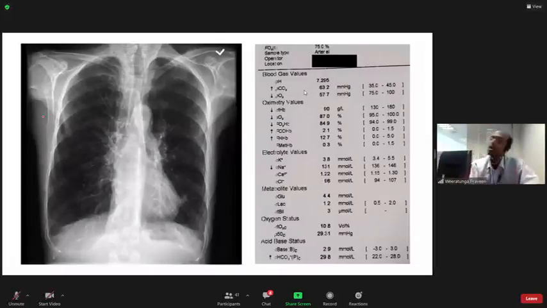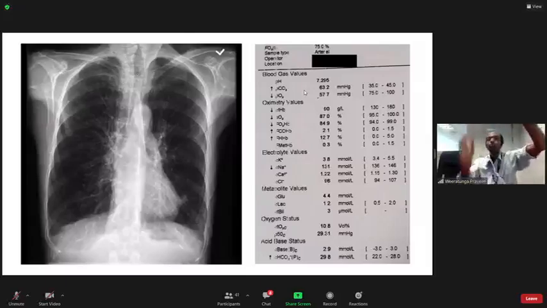Very straightforward: respiratory acidosis, metabolic acidosis, respiratory alkalosis, metabolic alkalosis. Very straightforward. So don't worry. Here it's quite obvious. So how do you say what it is?